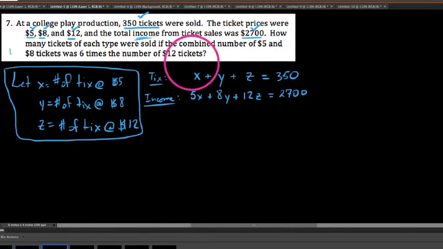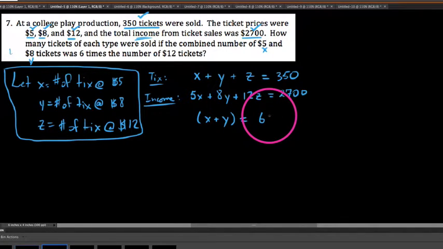The last equation actually just comes from the comparison of these with one another. What they read to us here is essentially that the combined number of $5 and $8 tickets was 6 times the number of $12 tickets. So in terms of $5 tickets and $8 tickets, what letters were we using to represent these? Well, we have x and y. So when we say the combined number of x and y, truly what we're saying is that x plus y, their combined number, equals 6 times the number of tickets that we sold at $12, which we're using z to represent.